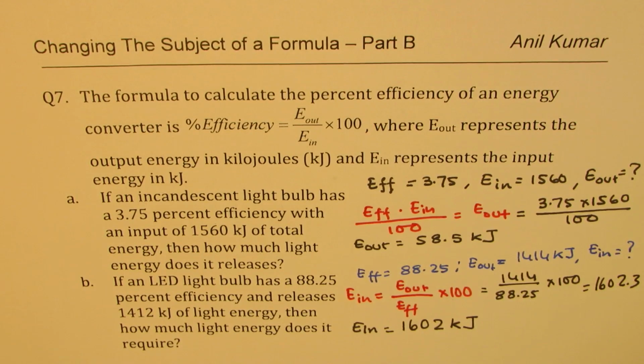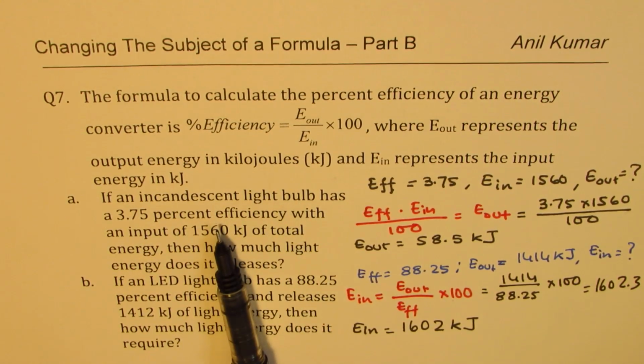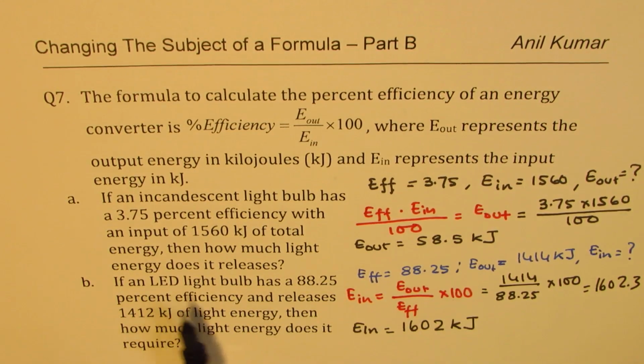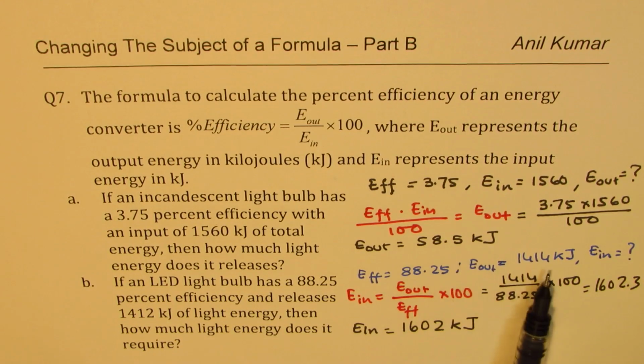Now, as you can see here, for nearly 1600 kilojoules of input, the incandescent bulb only gives an output of 58 kilojoules, but the LED gives an output of 1414 kilojoules. So there's a remarkable difference between the two efficiencies. So efficiency is kind of important in all our operations. I hope you understand and appreciate it.